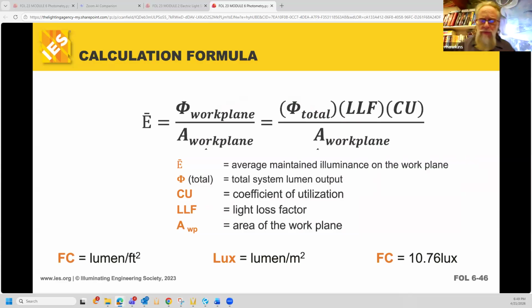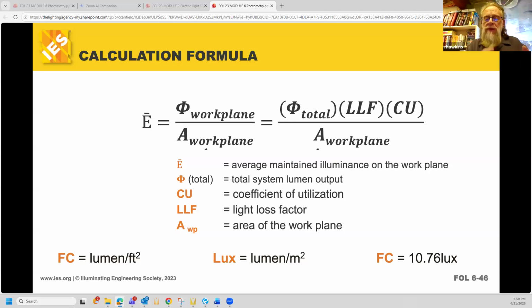It's a pretty simple concept, right? How many lumens do you have? On this, I'm going on the right-hand side here, okay? So that phi total used to be referred to as number of lumens per lamp times number of lamps per fixture times number of fixtures in your space, right? That gave you a count of source lumens.